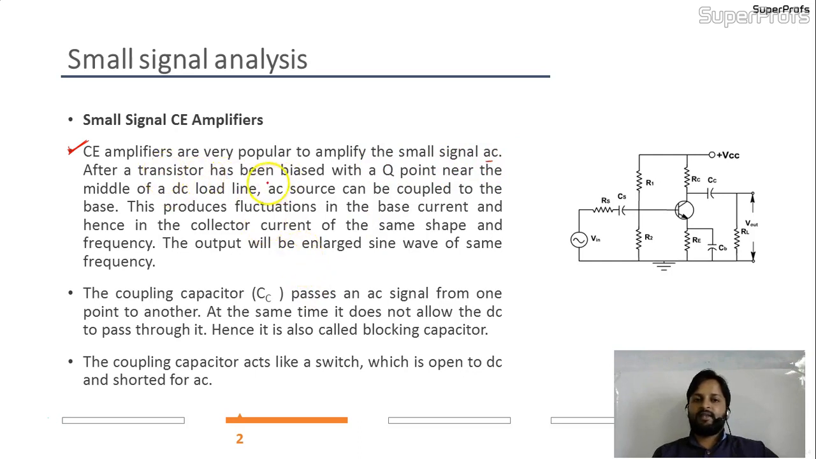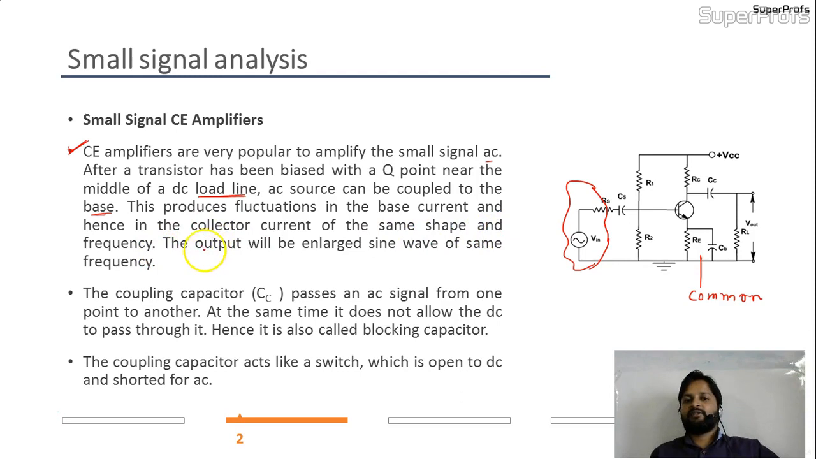After a transistor has been biased with cue point near the middle of the DC load line, this is the very important point we discussed just now, right? AC source can be coupled to the base. We are coupling the AC source to the base because the emitter is common, and at the collector we are taking output. This produces fluctuation in the base current and hence in the collector current of the same shape and frequency.